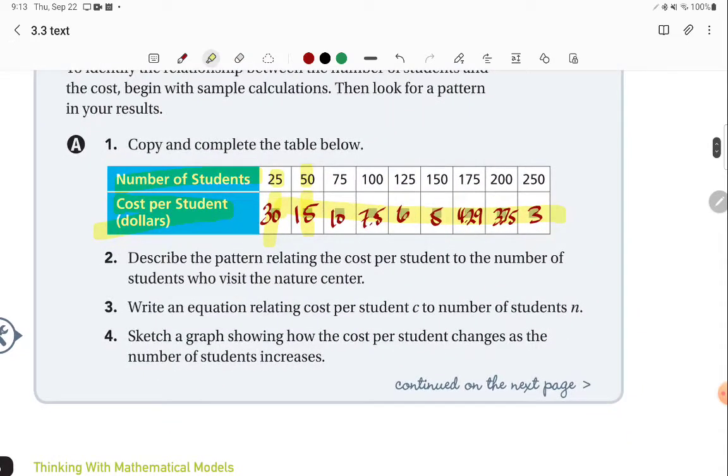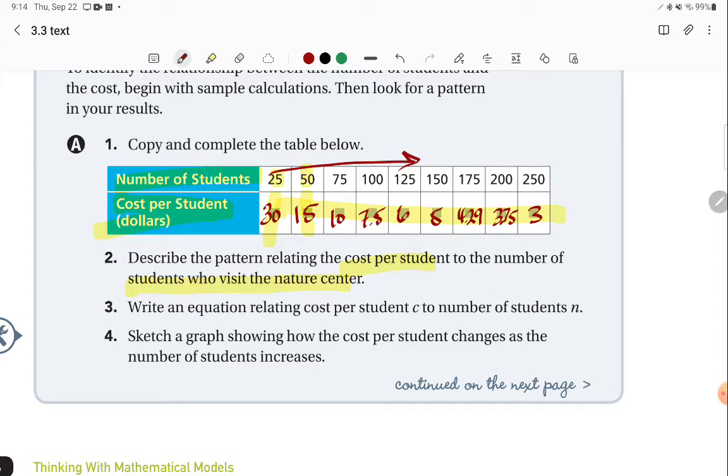Okay, taking a look at number 2, it says describe the pattern relating the cost per student to the number of students, so the cost per student to the number of students who visit the nature center. All right, so we're trying to come up with an equation to relate those. So if we think about the cost per student, looking down here, as the number of students increases, right here, it's increasing.